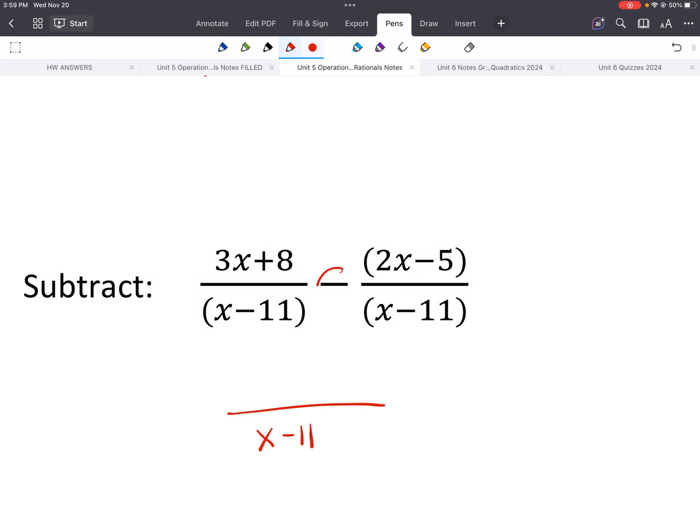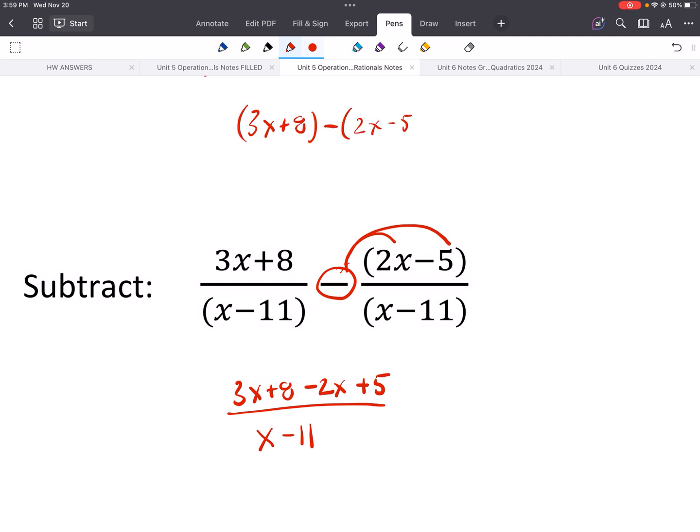And then when we have subtraction, we need to make sure we use the distributive property. So we will have 3x plus 8, and then minus 2x, and then positive 5. We've had problems like that before. I think we did it probably at the beginning of the year, where we had something like this. Okay, so really that's all we're working on right now.